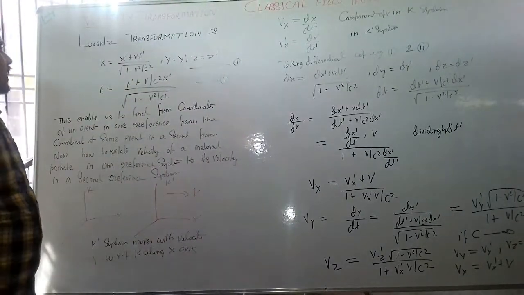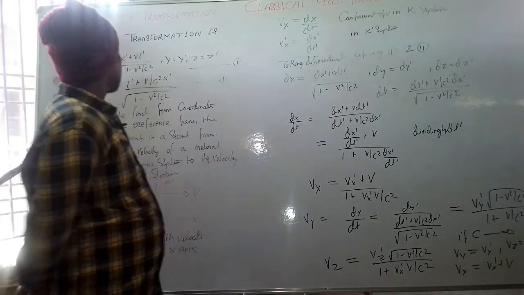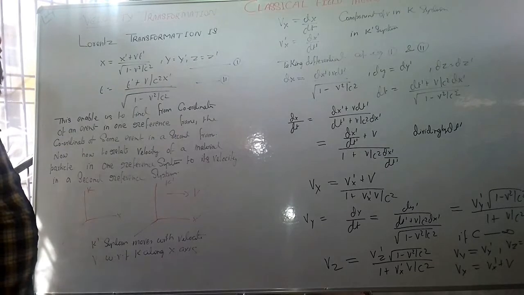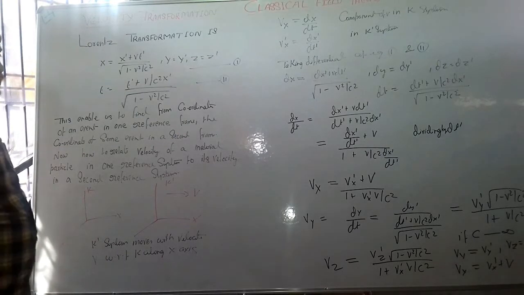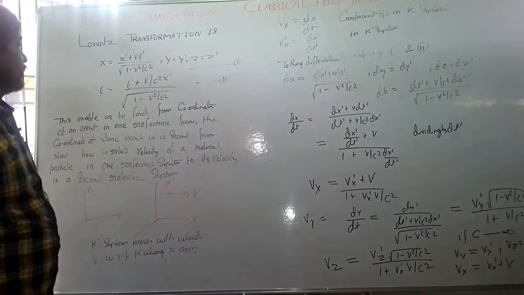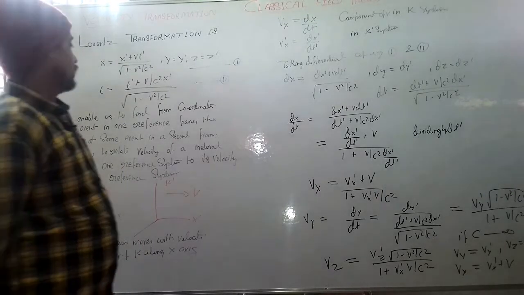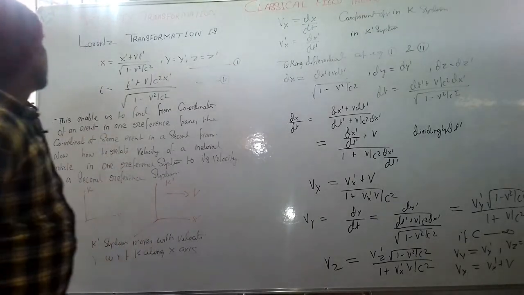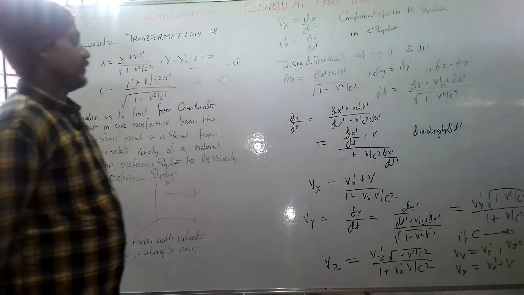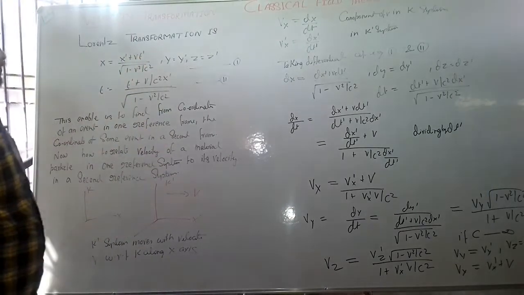In the last lecture, I have derived the Lorentz transformation, and what the Lorentz transformation does is to enable us to find from the coordinate of an event in one reference frame the coordinate of the same event in another reference frame. So this Lorentz transformation basically connects one reference frame to another reference frame.